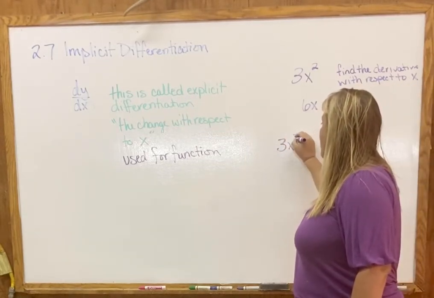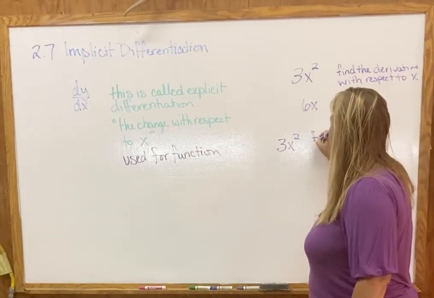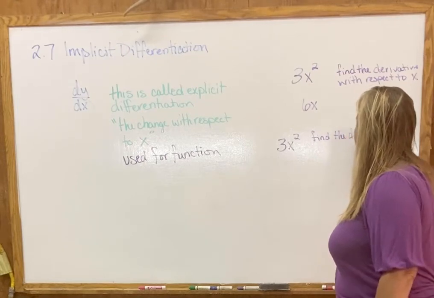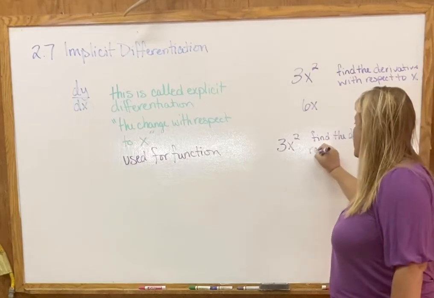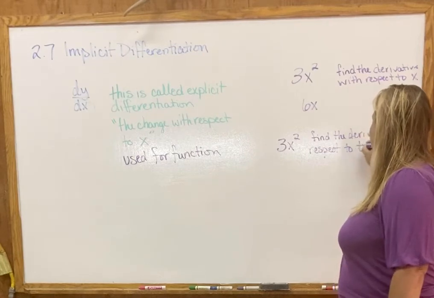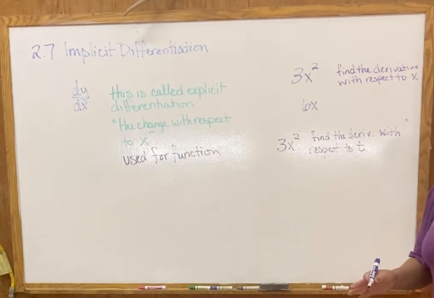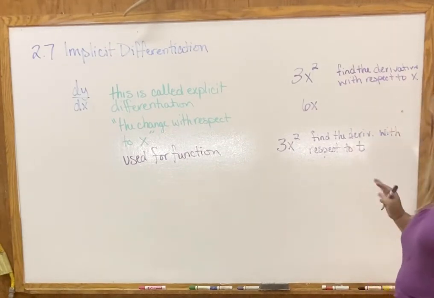But let's say that I gave you the same expression here, and this time I want you to find the derivative with respect to t. Okay? Now there is no t in that little expression, is there? But I can ask you to find the derivative with respect to any variable I want. Normally we use x and y, obviously, but t pops in a little bit, so we want to get used to that.